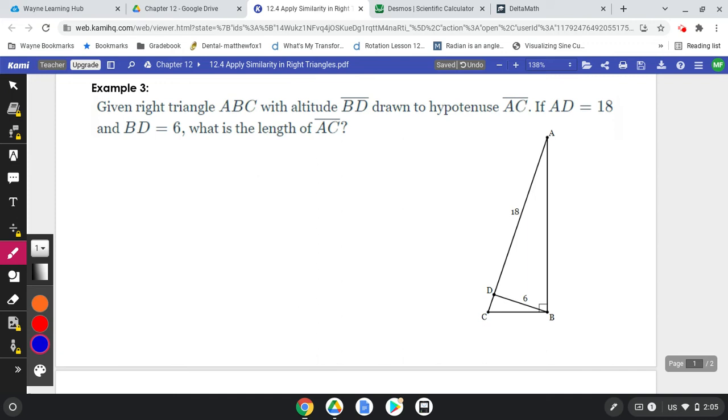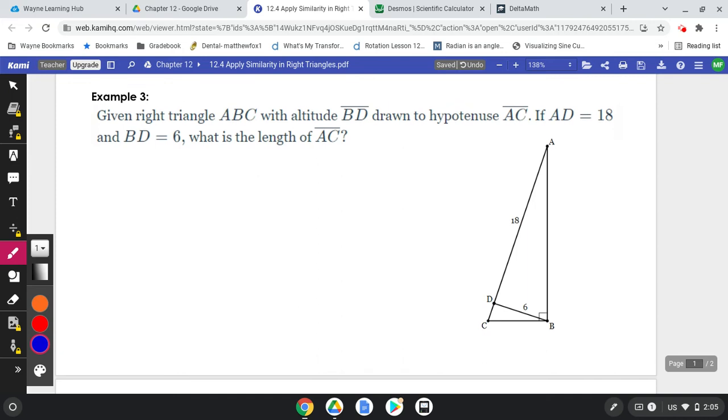So example 3 here says, given the right triangle ABC with altitude BD drawn to hypotenuse AC. So here's your altitude. It says if AD is 18 and BD is 6, what is the length of AC? So we need this whole length from A to C. We know from A to D is 18, so if we can find what this chunk is, we can add them together. So let me put an X there, and we know then that if we can find what that X is, we can easily find what AC is.